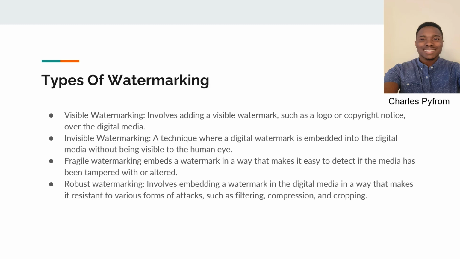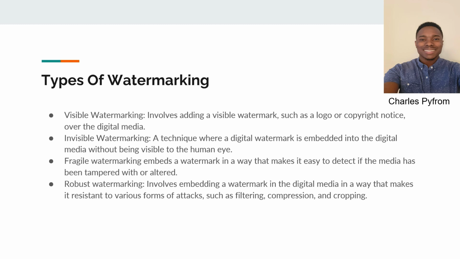So what are some types of watermarking? Visible watermarking involves adding a visible watermark, such as a logo or a copyright notice, over the digital media. An example of this would be when you're watching a YouTube video where the content creator puts their name faded out in the background or in the corner somewhere of the video. An invisible watermark is a technique where a digital watermark is embedded into the digital media without being visible to the human eye.